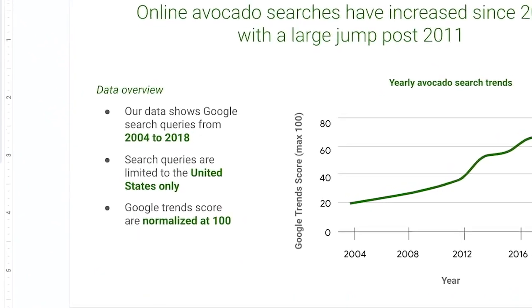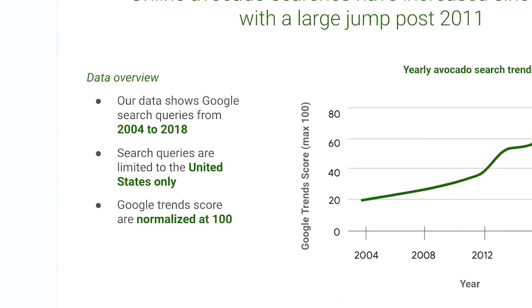There's an explanation of what time period this data covers. Our data shows Google search queries from 2004 to 2018. Where we gathered this data from, search queries are limited to the United States only. And a quick explanation of how the trends are being measured. Google Trend scores are normalized at 100.